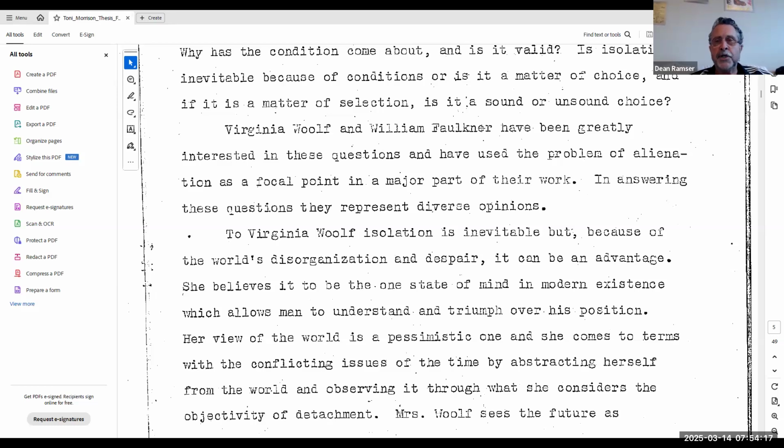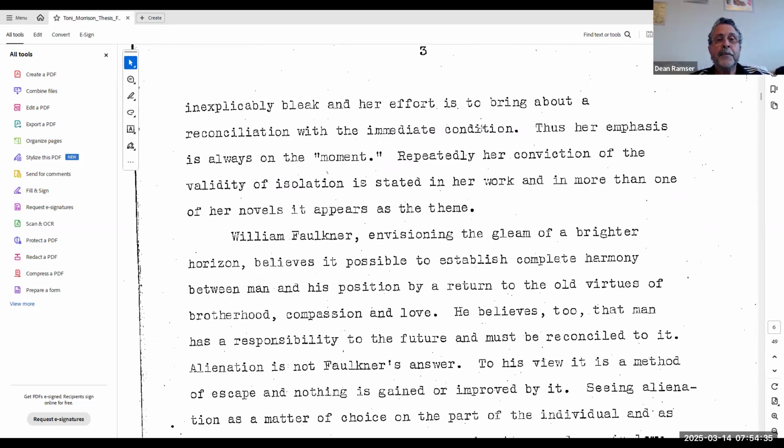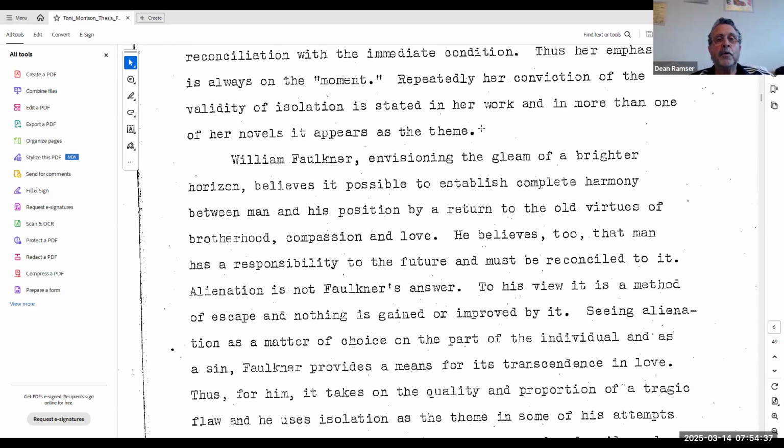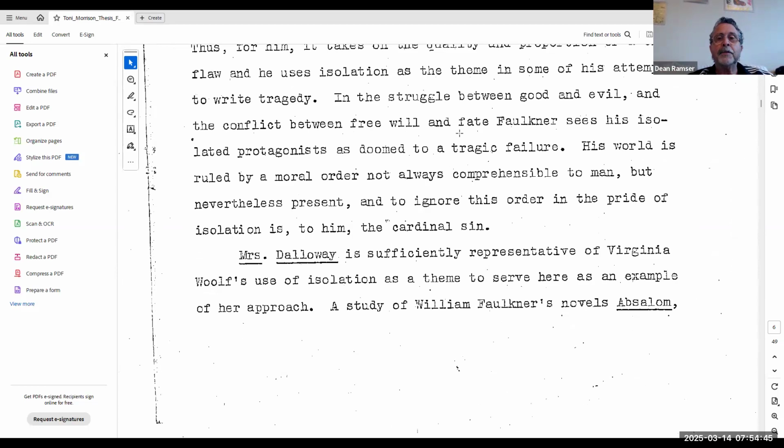So these two authors, Virginia Woolf and William Faulkner, who are going to be compared, have been greatly interested in these questions, and have used the problem of alienation as a focal point and a major part of their work. In answering these questions, they represent diverse opinions. So here you have Virginia Woolf and what she's saying. Then you have William Faulkner, going from one paragraph to another in the very beginning. Mrs. Dalloway is a character in Virginia Woolf.